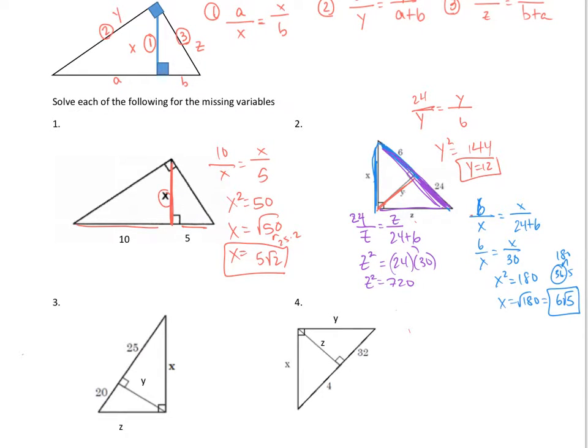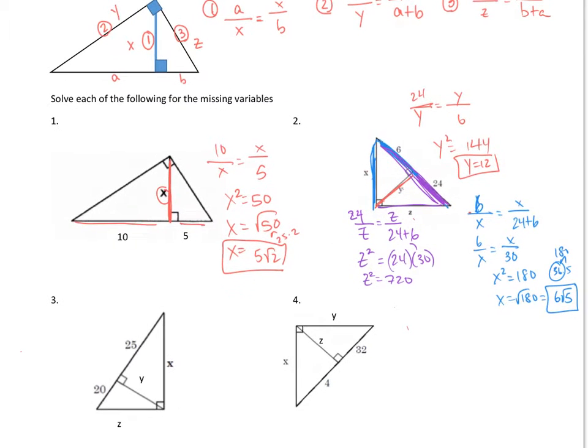I know that 144 goes into it. So 720, if I break this down into 144, it'll be times 5, and I could take the square root of that. So z equals the square root of 720, which broken down will be 144 times 5. So z is going to be 12 root 5. All right, let's move on to number 3.